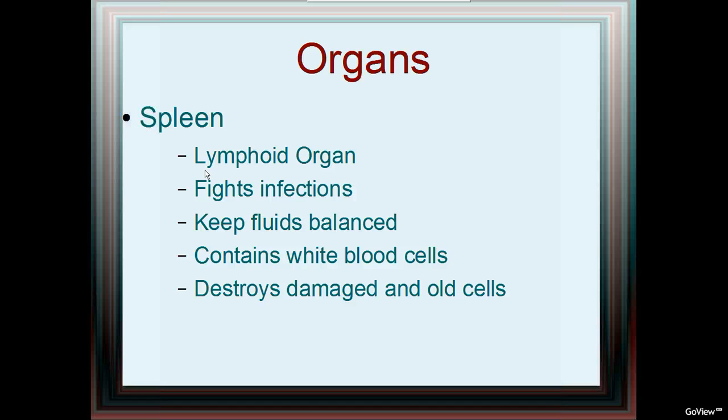Like I stated on the last slide, the spleen is a lymphoid organ, which means it's composed primarily of lymphoid tissues. The spleen has two main jobs. One is to fight infections, and the second one is to keep our body fluids in balance. The spleen has white blood cells that take on the job of fighting off the infections, and it also helps the human body destroy damaged and older cells.